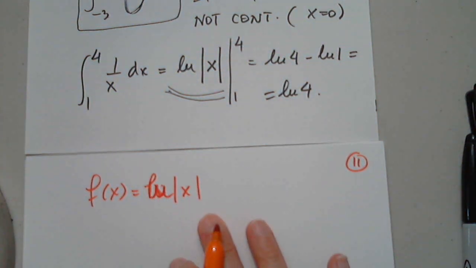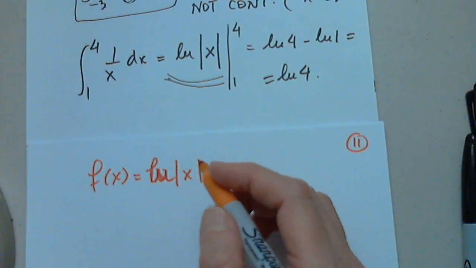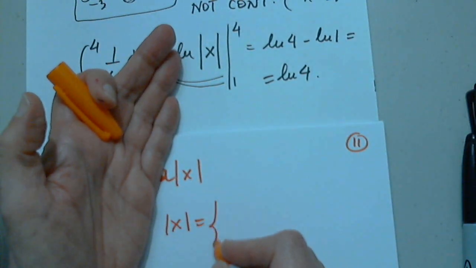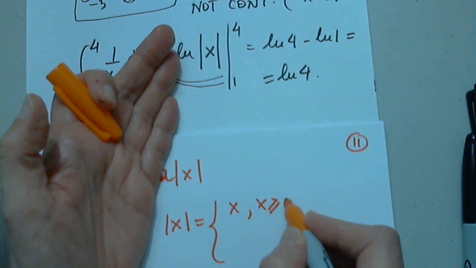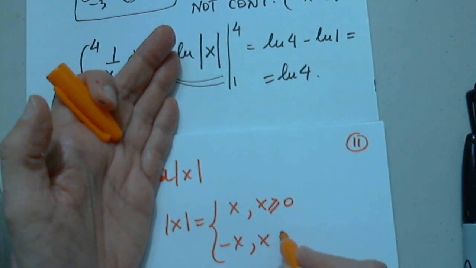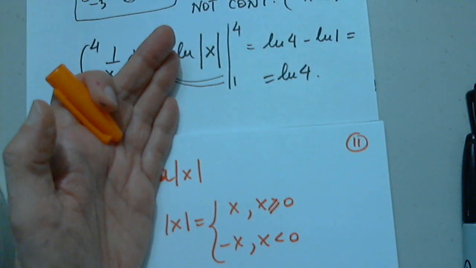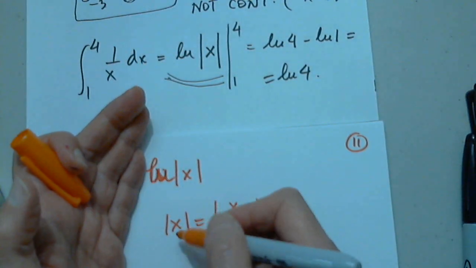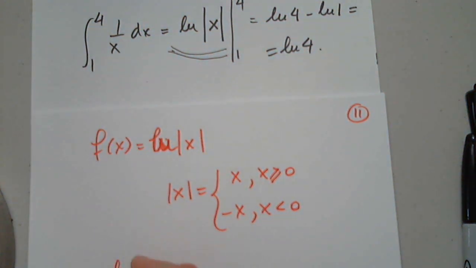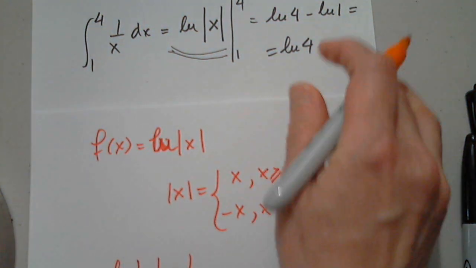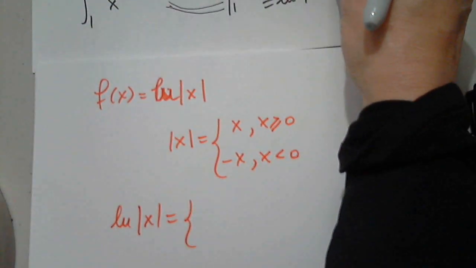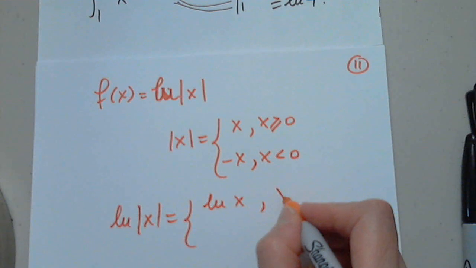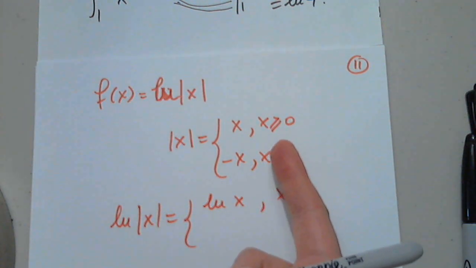So let's take a look at this. Well, we always take it apart. We start with the absolute value of x, and we know that this is x for x greater than or equal to 0, or negative x for x less than 0. We discussed this a long time ago. So now, the natural log applied to the absolute value of x has two options. And be very careful. Pay attention for a second. I cannot include the 0 in here.